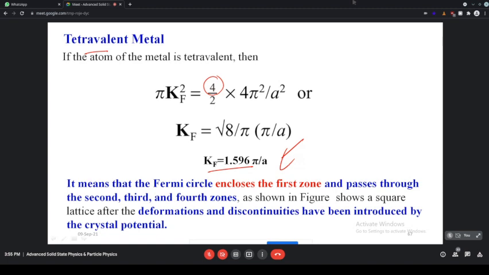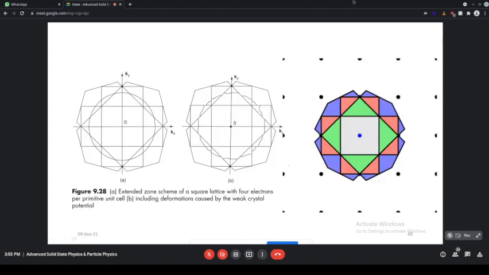If you draw the Fermi surface, that will pass even into the second Brillouin zone, fourth, and so on. Because it is crossing the zone boundary, there will be distortion or discontinuity. Let us check. From here you can check, this is the first Brillouin zone boundary, and this is the Fermi surface. This is crossing the corner.